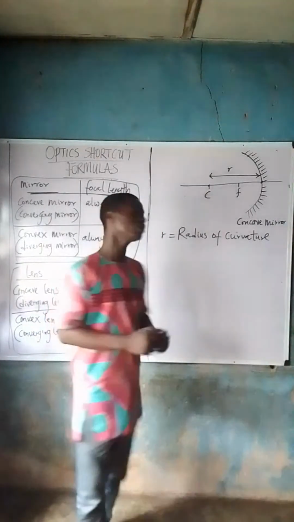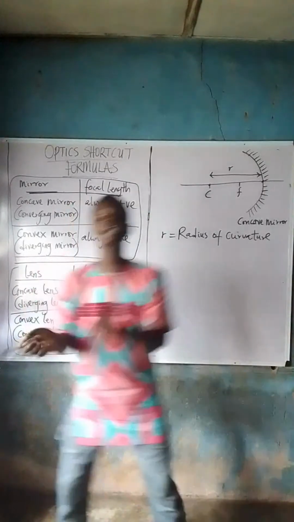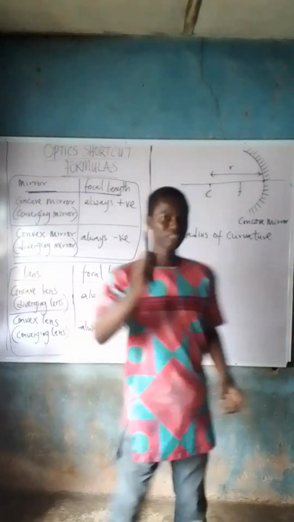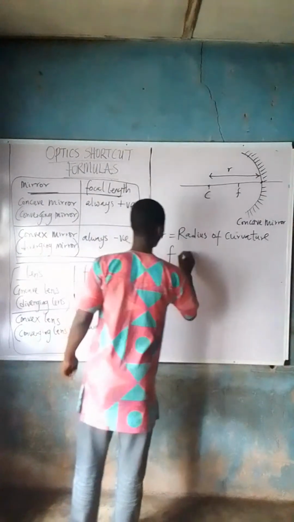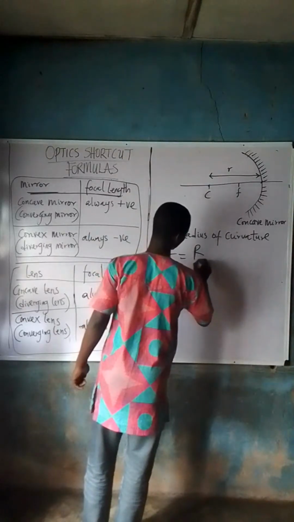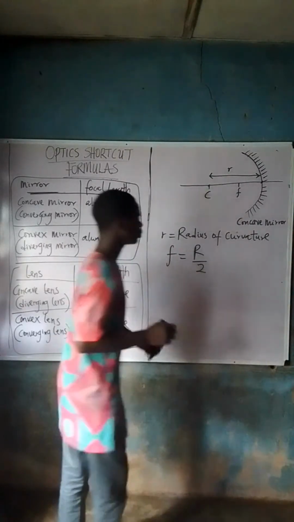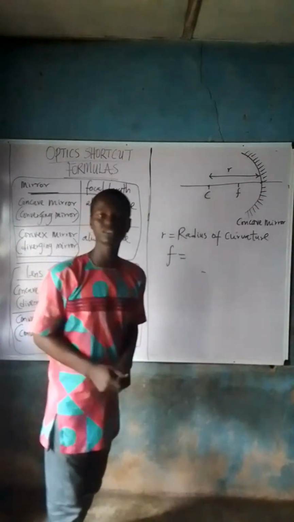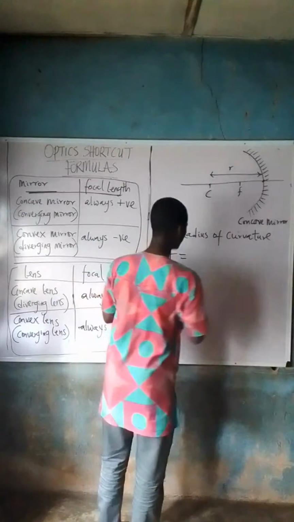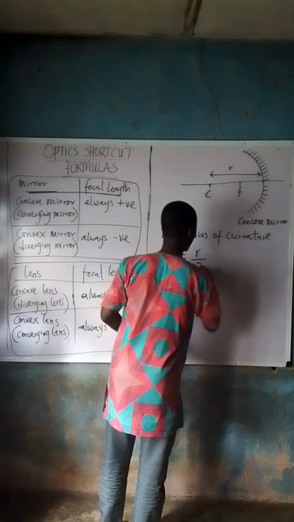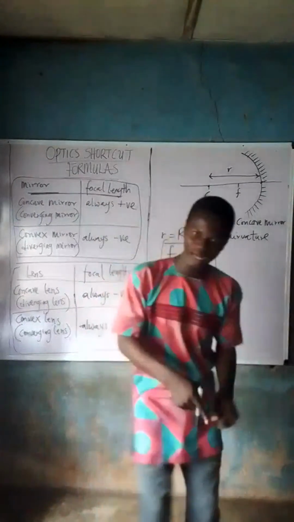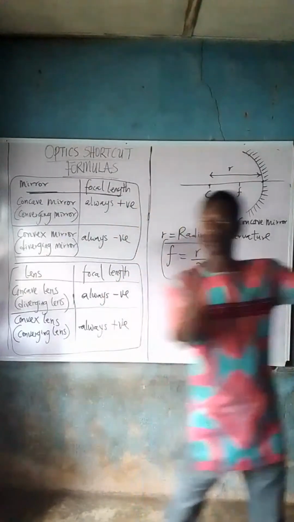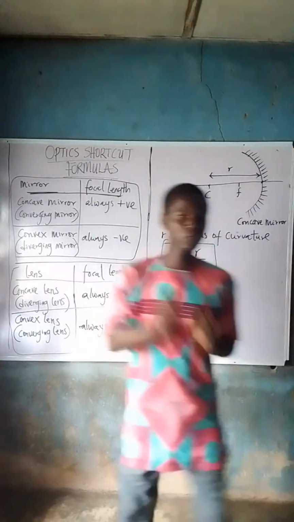Now, if you are given the radius of curvature, you can actually get your focal length. Here's the formula to use. Focal length is always equal to radius of curvature over 2. Let me be specific. I was taught in physics that radius of curvature is not in capital letter, it's in small letter, always. So, small r over 2. Take note of this formula. So, if you are given your radius of curvature, you can get your focal length, and from your focal length, you can get your magnification.